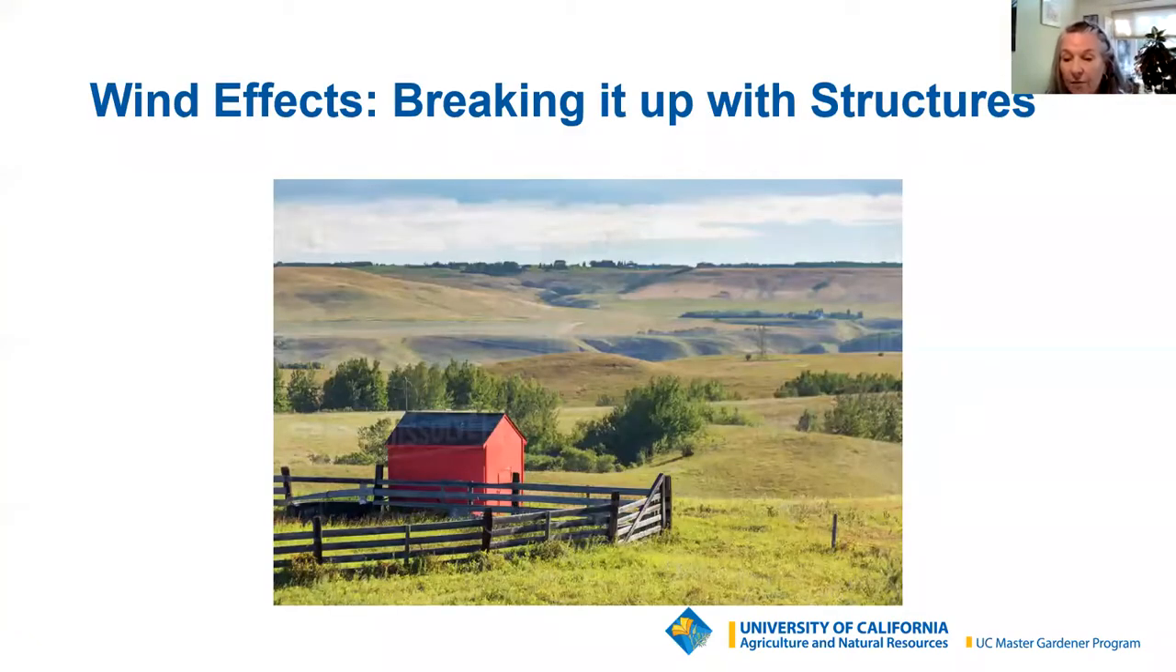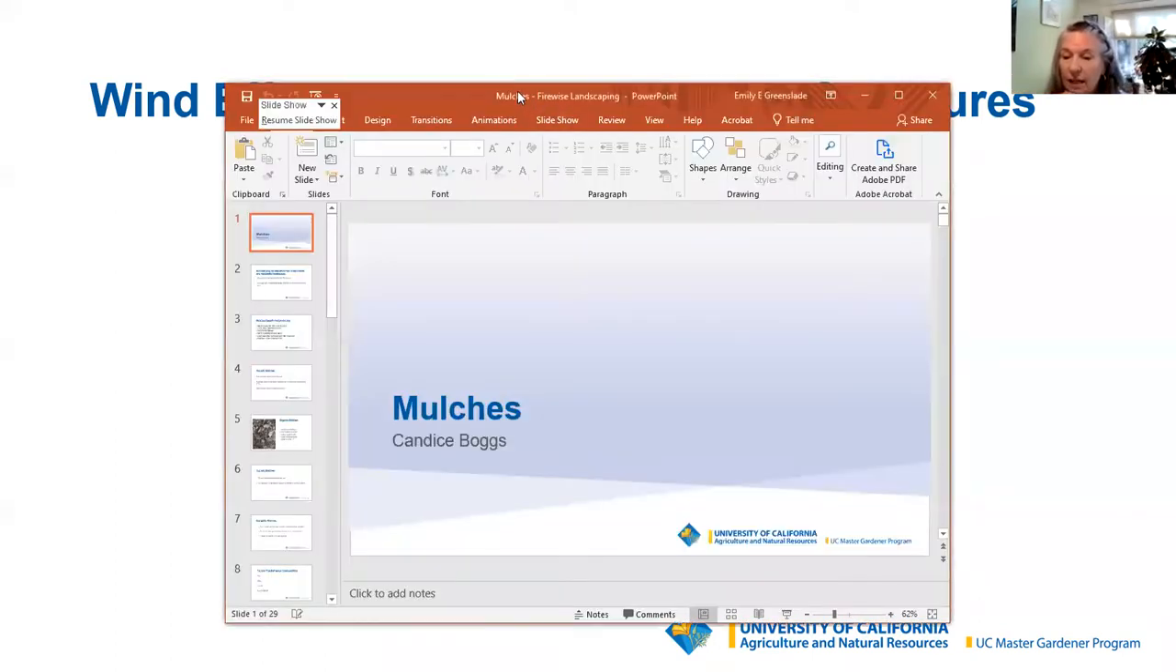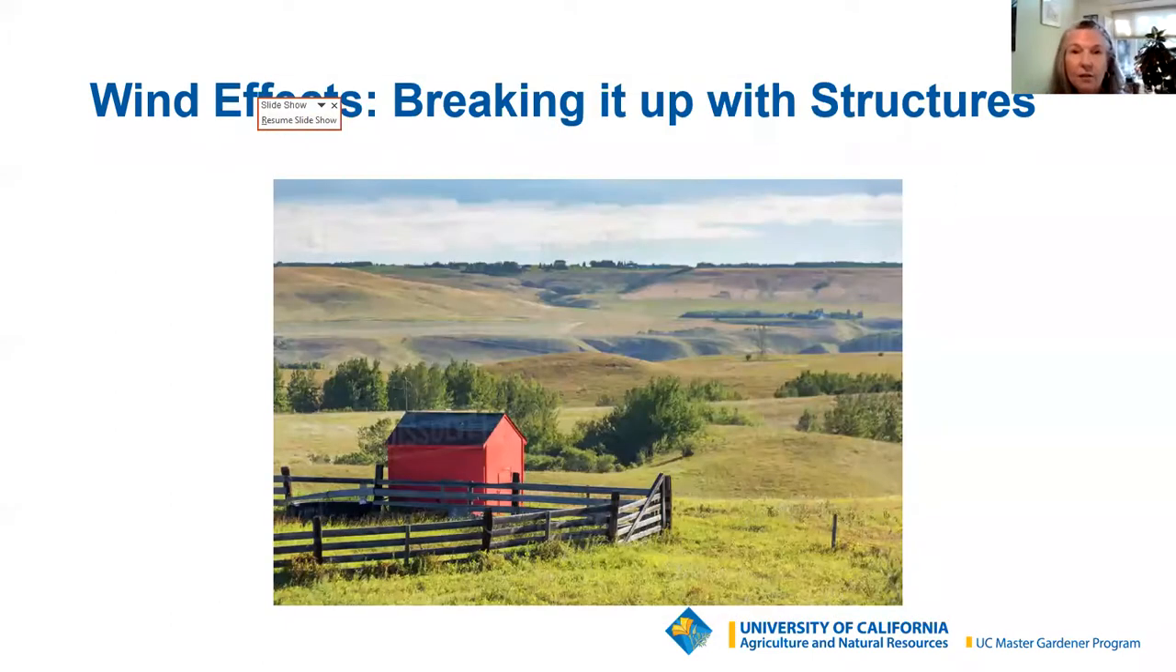On wind, the effects and breaking it up with structures. Consider what types of structures might address the wind factor, like fences, arbors, outbuildings, hedges, and trees. Wind and water gain leverage and soil gets pushed around. The topsoil blows off. With fences and outbuildings, we create placements and microclimates.